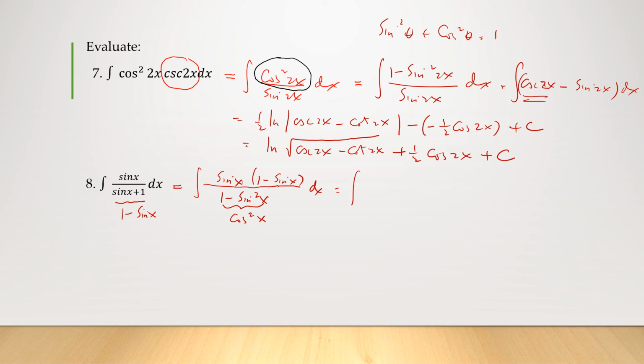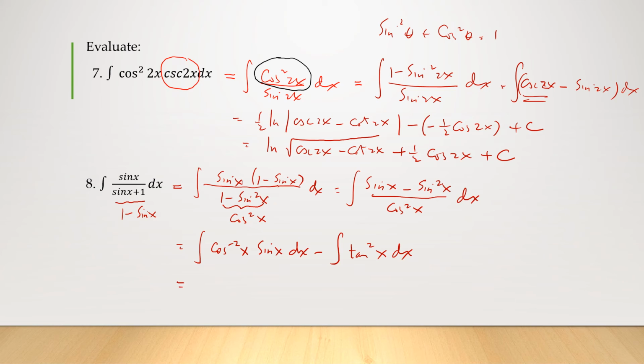So what do we have? Sine x times 1 minus sine x is sine x minus sine squared x all over cosine squared x dx. So we split this into two integrals. Sine x over cosine squared x, which I can write as cosine to the negative 2x sine of x dx. And then minus sine over cosine is tangent, so the sine squared over cosine squared is tangent squared x dx.